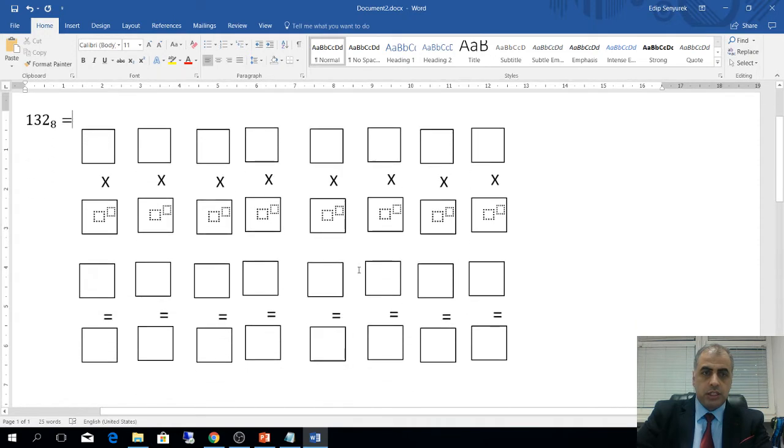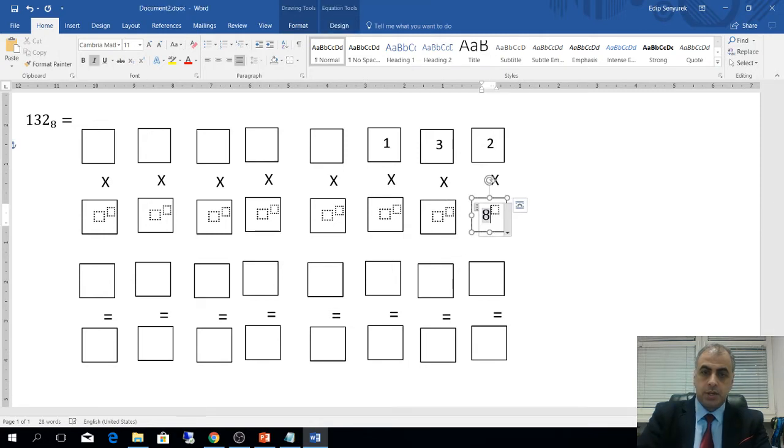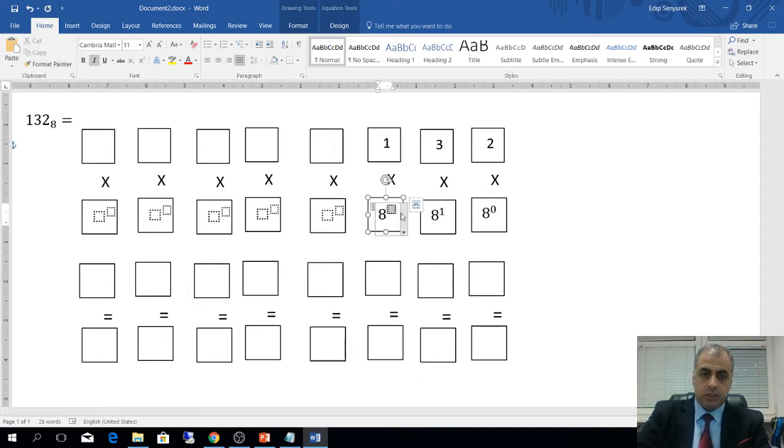So here the structure is ready. 132, for example, this is an octal number. What are we doing? As you remember, it is the same base: 8 to power 0, and the second one is 8 to power 1, and the last one is 8 to power 2. It carries on 8 to power 3, 4, 5, 6, 7, 8, 9, 10, but we use 8 to power 0 to 2, because there are 3 numbers only.